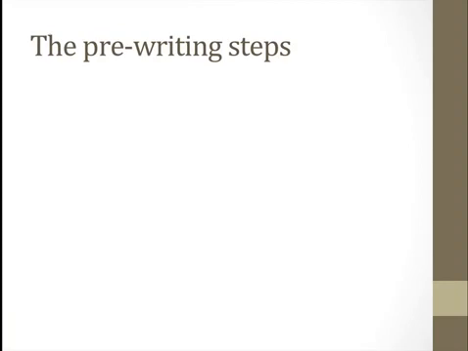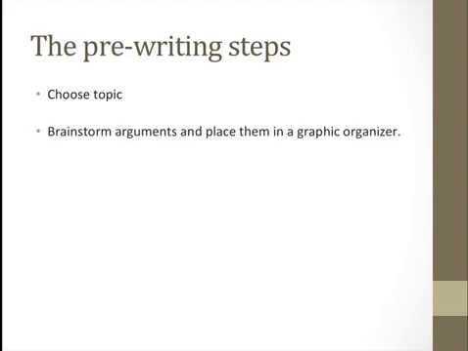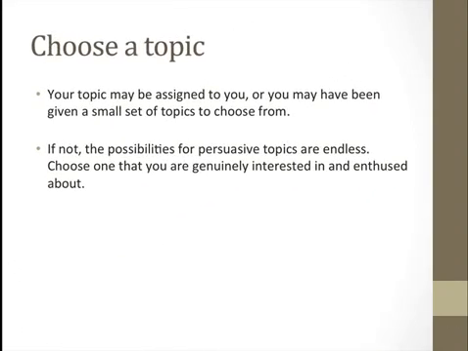So, just like any kind of composition we do, there is a pre-writing aspect to putting together a persuasive paragraph. The first thing you're going to do is you're going to choose your topic. You are then going to brainstorm arguments and place them in a graphic organizer. You are going to pick a side that you're going to take on the subject, and you are going to prioritize your arguments. And we're going to take these one by one and discuss them.